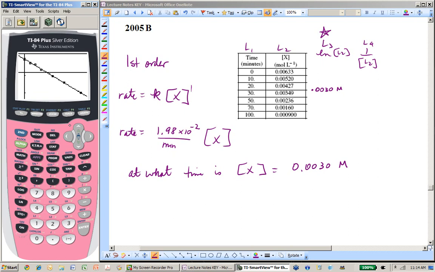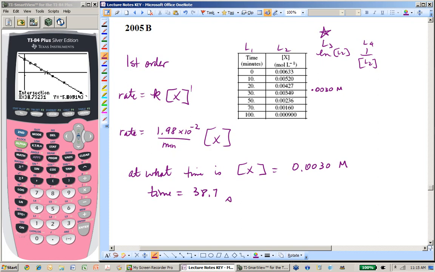So second trace, item 5 is intersection. Hit enter until you see the word intersection. There we go. So the concentration of X is 0.003 when time is equal to 38.7 seconds. Oh, so it would have been right here. I wrote it in the wrong spot. I misspoke earlier then. It should be between 30 and 50 seconds, which 38.7 is, and that makes sense.